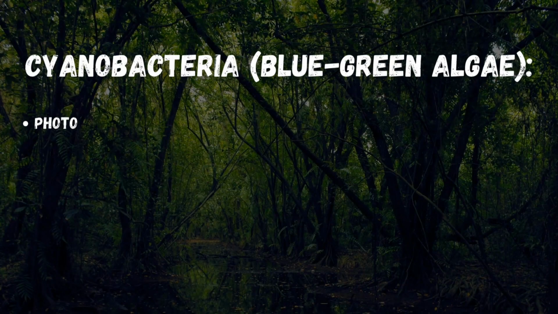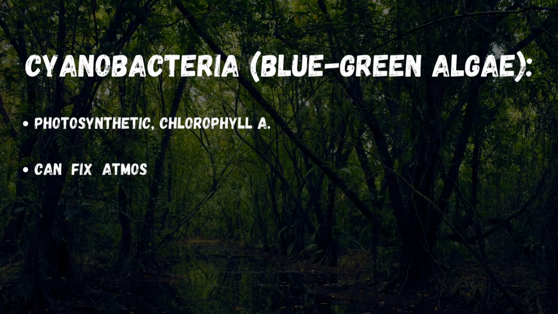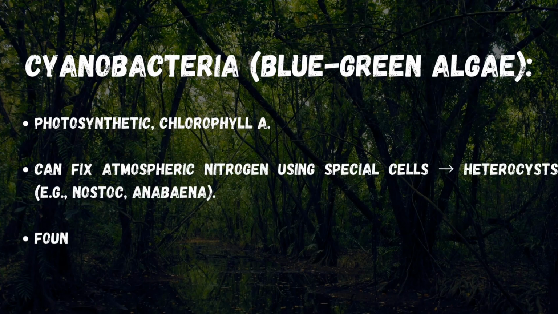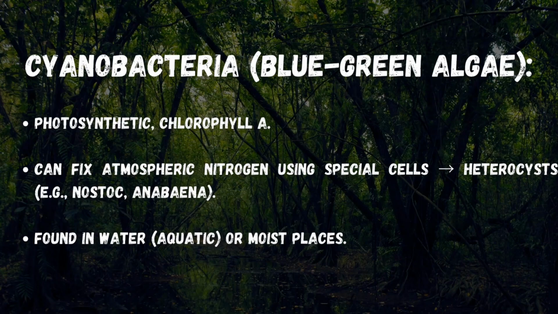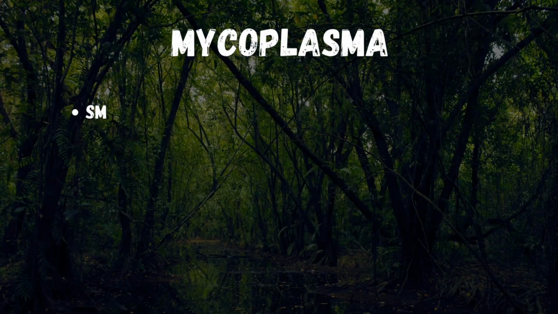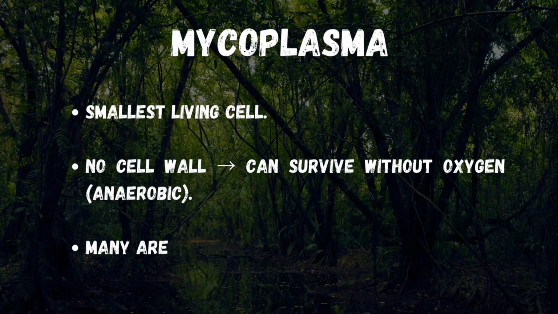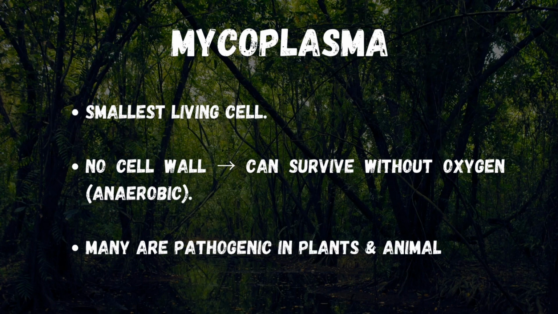Cyanobacteria are photosynthetic organisms that have chlorophyll a. They can fix atmospheric nitrogen using special cells called heterocysts. They are found in water or in moist places. Mycoplasma, the smallest living cell known. They don't have a cell wall and can live without oxygen. Many are pathogenic in plants and animals.